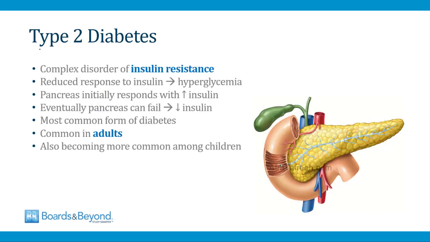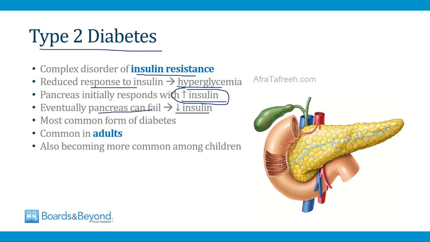The other form of diabetes is type 2 diabetes. And type 2 diabetes is a disorder of insulin resistance. There's a reduced response to insulin among cells in the body, and because they don't respond to insulin, they don't take up glucose from the plasma, and this leads to hyperglycemia. Initially, when patients develop type 2 diabetes, the pancreas responds by increasing the amount of insulin production, so patients can be hyperinsulinemic when they are initially diagnosed. Eventually, however, if the disorder goes on, the pancreas can fail, and these patients can have low insulin levels, similar to type 1 diabetes.